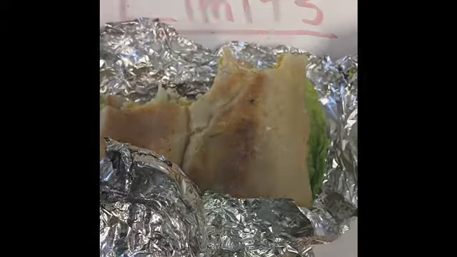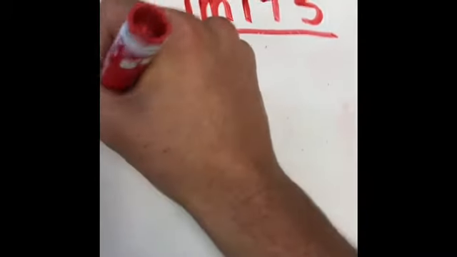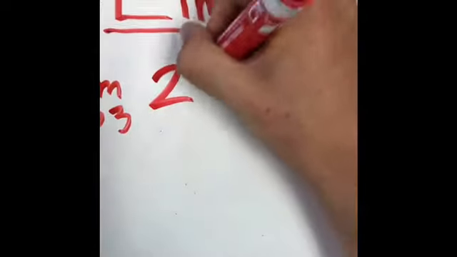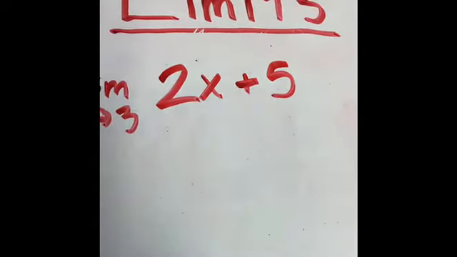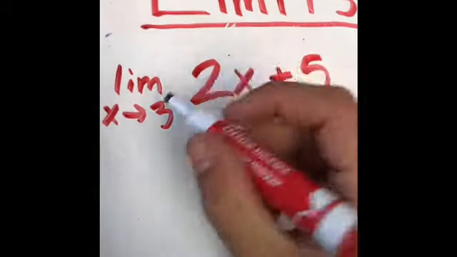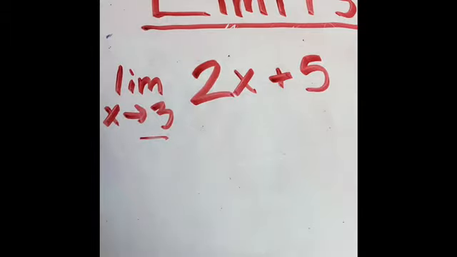All right, let's do limits. So here's our example problem. It's going to be the limit, so x is approaching 3, and the equation is 2x plus 5. So with a limit problem, what you have to remember is that before really doing anything, you can always plug in your x value into your equation and see what the result is.